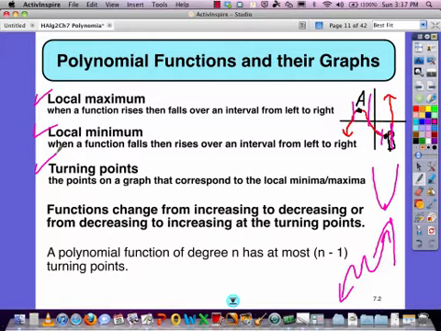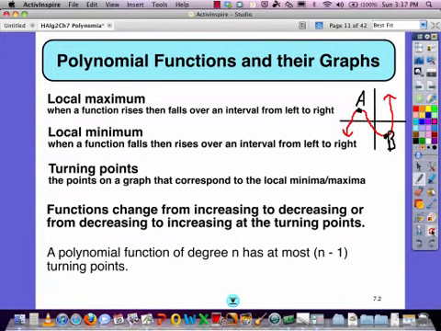Functions change from increasing to decreasing or from decreasing to increasing at those turning points. So up here again, when we were reading this left to right, this is increasing. It hits point A and it starts to decrease. It continues decreasing, hits point B, and it starts to increase. So you're seeing both situations, from increasing to decreasing and from decreasing to increasing, you will have a turning point.